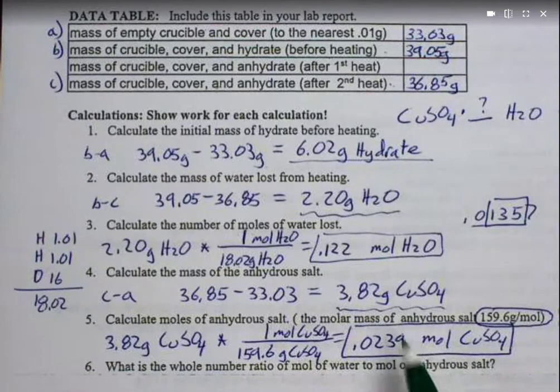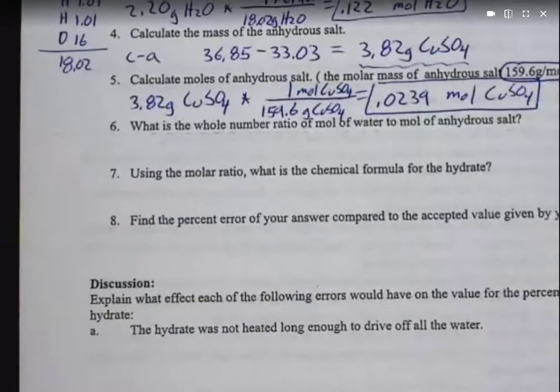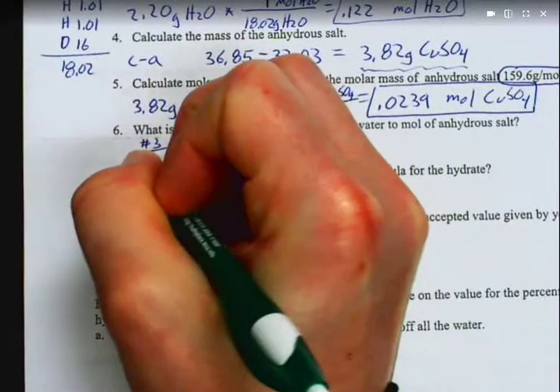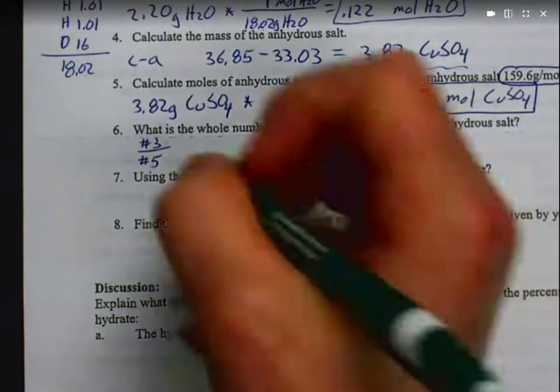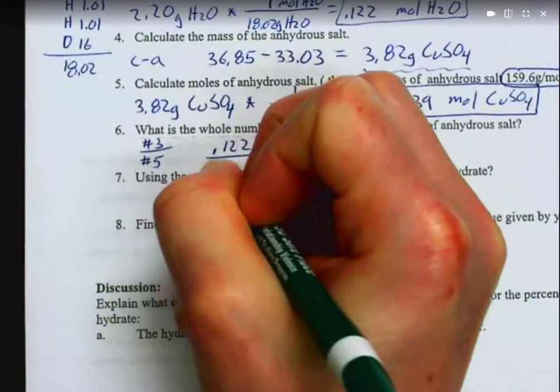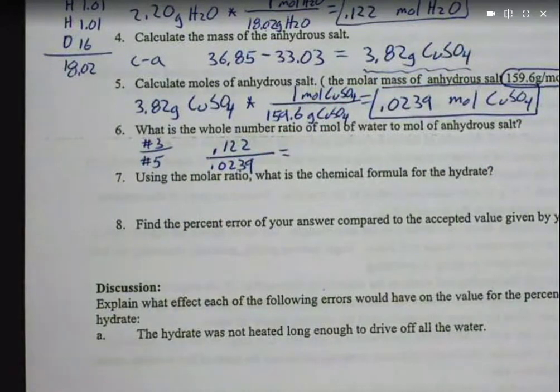It's time to find the ratio by dividing these two numbers. So you're going to take your answer for 3 divided by your answer for number 5, just like it said in the little instructions that I gave you. So that would be 0.122 over 0.0239. Hopefully your water is way bigger than your copper sulfate, because you have more waters per 1 copper sulfate. So I get 5.10.